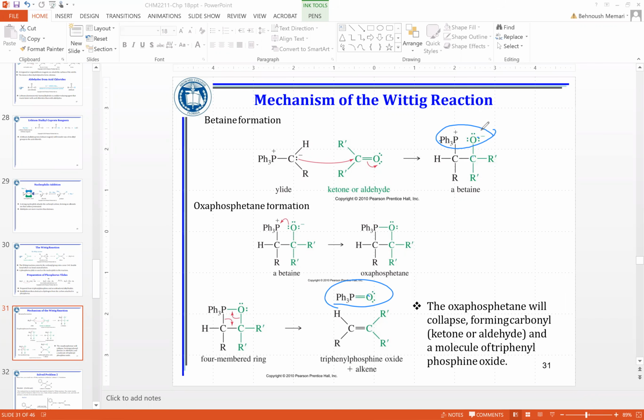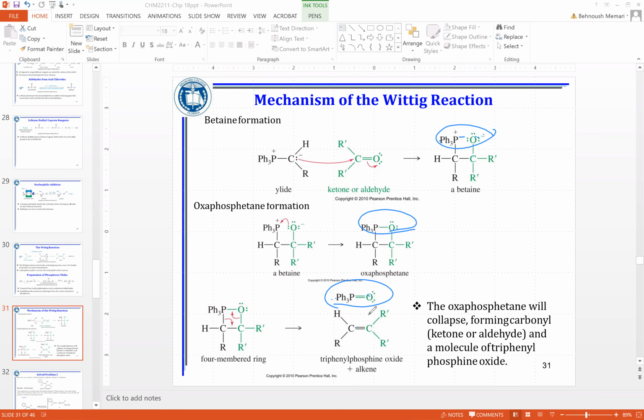How these two are going to combine: because there is a negative and positive charge and they are close enough to one another, they form a bond. And then when that bond forms, there is an internal rearrangement, basically they come to an agreement, that group is going to leave, and the carbon-carbon double bond forms.